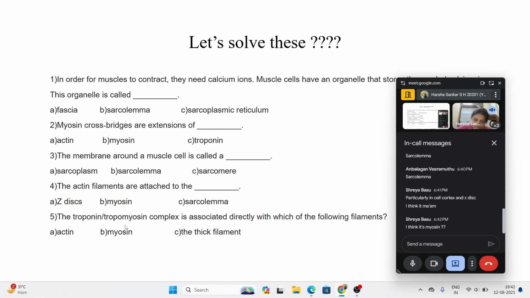Troponin or tropomyosin complex. Okay. Shreya thinks it's myosin. Any other answers, or is everyone supporting Shreya? Anbalagan is saying thick filament. Okay. Let's see the correct answer.